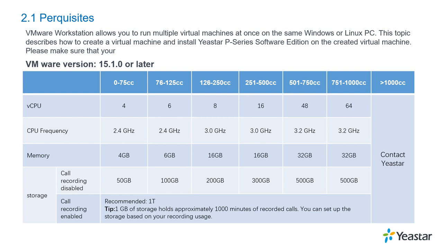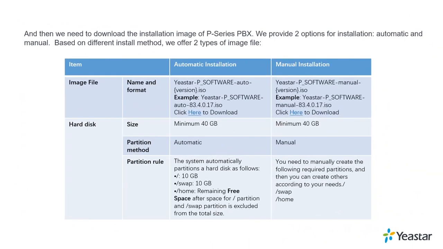Or maybe you got a huge project in the future, so you need more than 1,000 concurrent calls. Please check with Yeastar. Anytime you can check with Yeastar for more details. That's also doable. Now let's keep going for the next part.